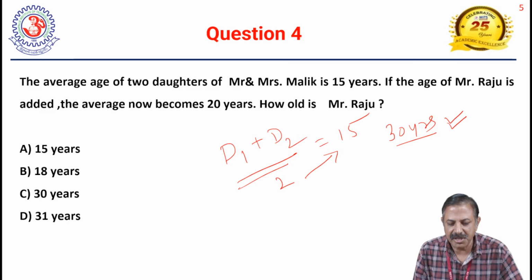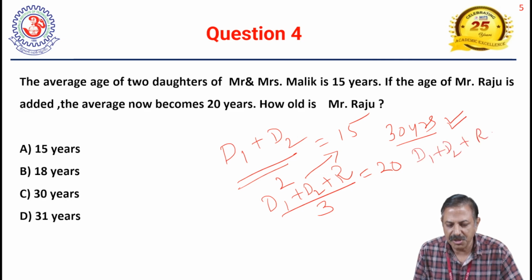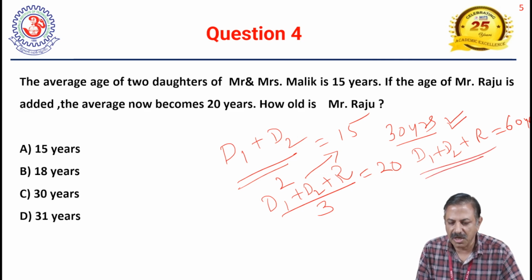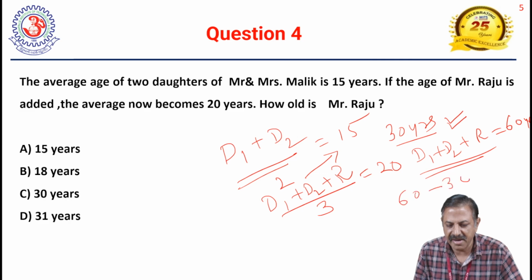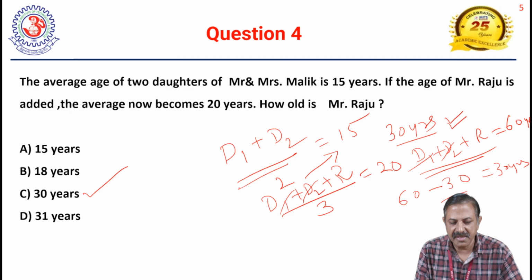If Mr. Raju is added, then D1 plus D2 plus Raju, 3 members are there now. The average is becoming 20. So (A plus B plus C) by 3 is equal to 20. That means daughter 1 plus daughter 2 plus Raju is equal to 60 years. What is the age of Raju? 60 minus 30, the 2 daughters will be cancelled, and we get the age of Raju, that is nothing but 30 years. Answer is 30 years, option number 3.